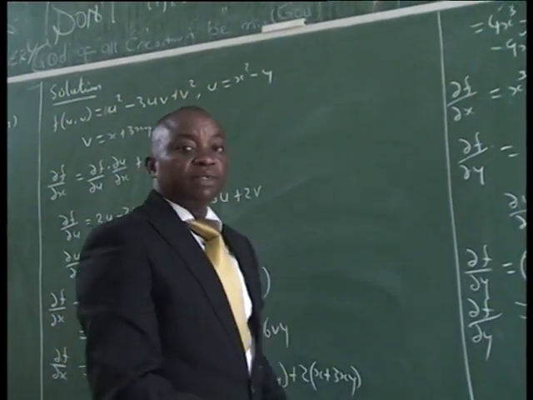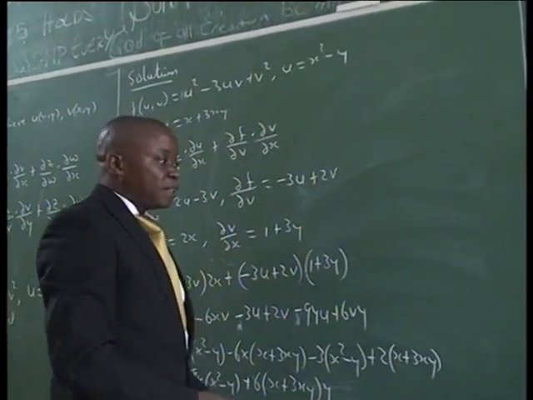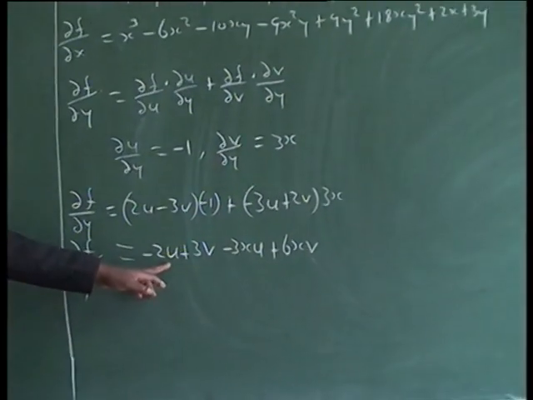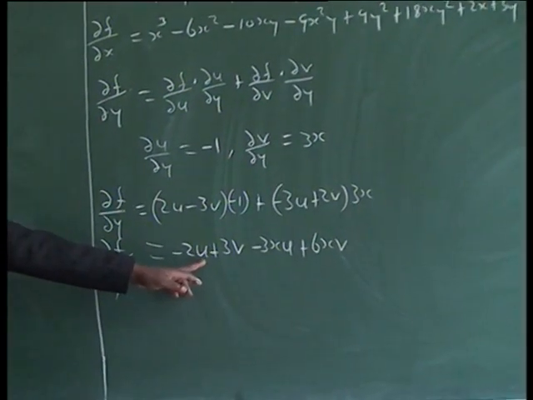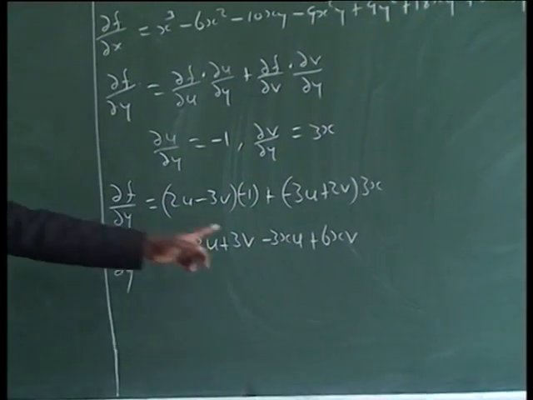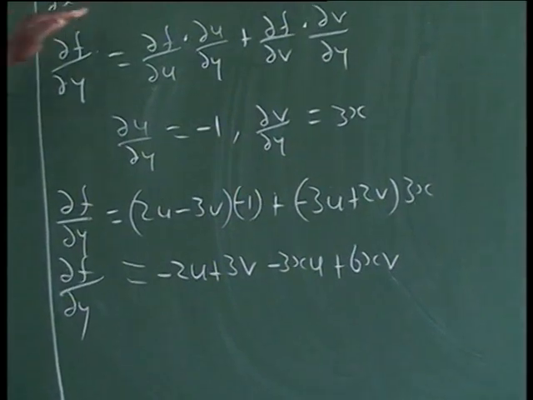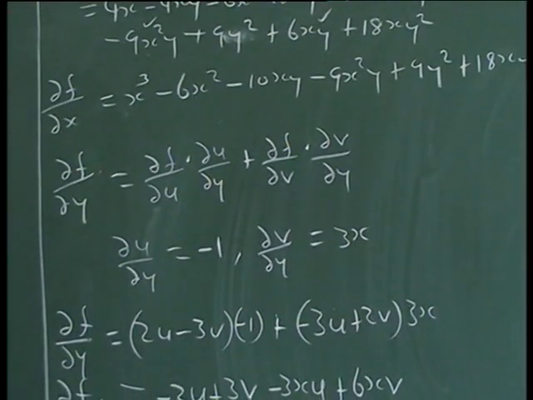So that is how we define the chain rule, and it's very simple. Now I'd like you to substitute this. Substitute u is equal to x squared minus y, and then v is equal to x plus 3xy, so that you get it in this form. It's very simple to do.